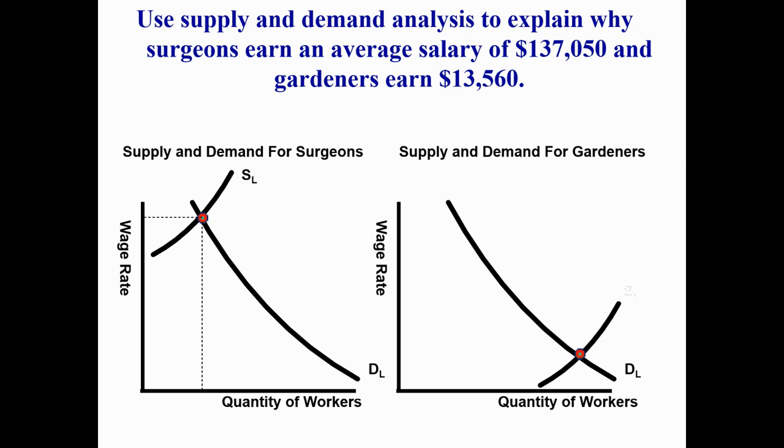Now, on the other hand, the quantity of workers here, the supply here, would be a lot higher. The quantity supplied is too high. I'm sorry, this is not supposed to be a D. This was supposed to be a G for gardeners, and this was supposed to be an S for surgeons. So this is how we explain the difference in the average salary. It's a matter of demand and supply.